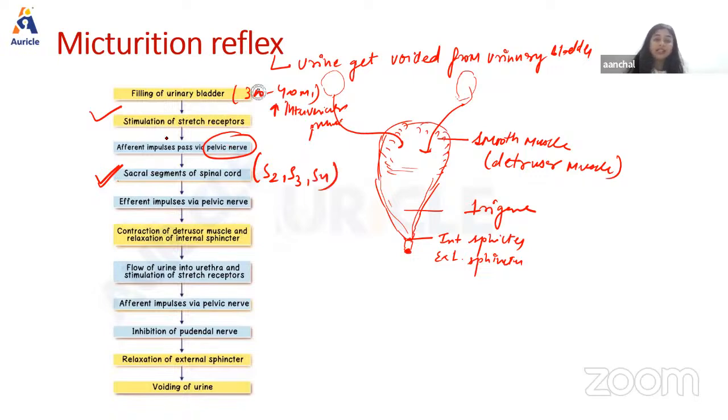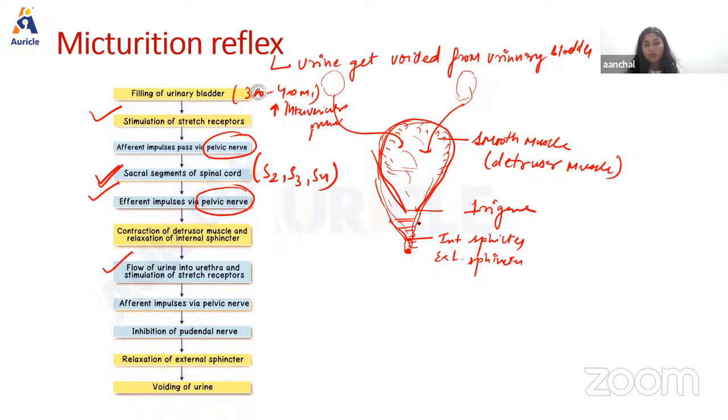As the sacral segment of the spinal cord receives the signal, it sends afferent impulses through the pelvic nerve, and there will be contraction of the bladder. Think of it like a balloon: as the muscle contracts, it pushes the urine into the urethra. So contraction of the detrusor muscle and relaxation of the internal sphincter cause urine to flow into the urethra.